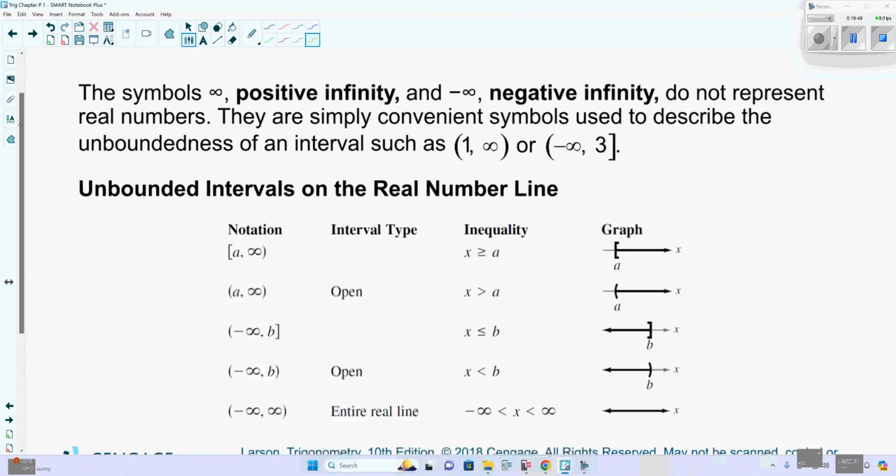But then we also have unbounded intervals, so it can continue in one direction or the other, or it could be the whole line. And we have these here: x is less than or equal to a, x is greater than or equal to a, x is greater than a, x is less than or equal to b, x is less than b, or the whole number line. Questions on this here?